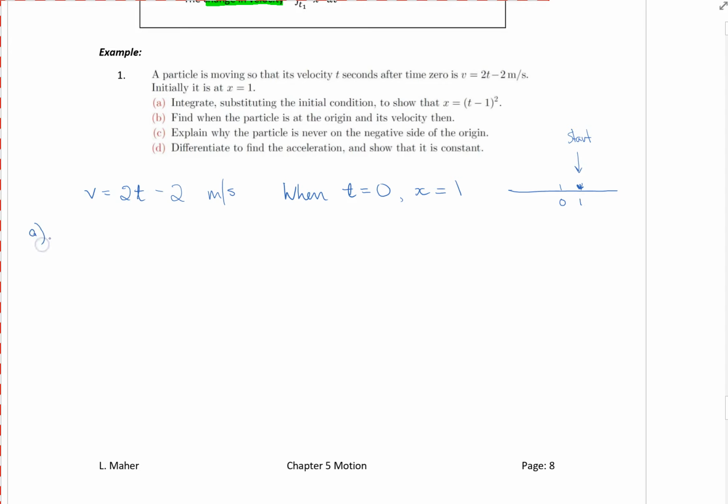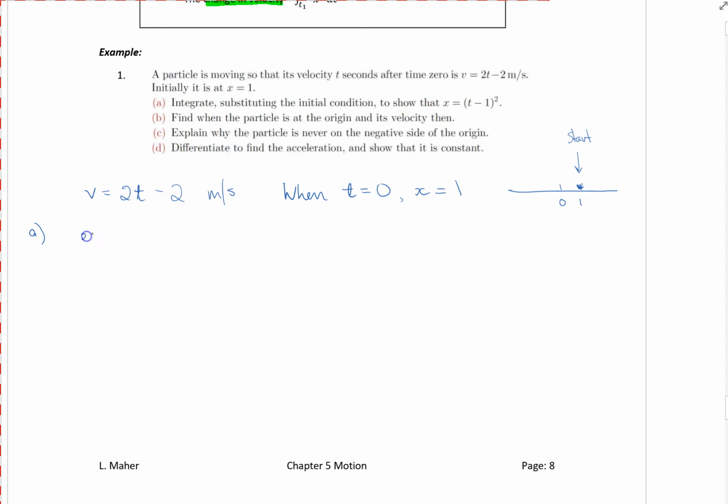Okay. What's A asking? It says, oh, well, it's telling you what to do. Integrate, substituting the initial conditions to show that x is this. So it's actually nicely stepping you through what you actually have to do, and I wouldn't expect that every question will be that kind. So we're going to integrate the velocity statement because that gets me back to displacement. Whoops. So I know that displacement is equal to the integral of velocity with respect to time.